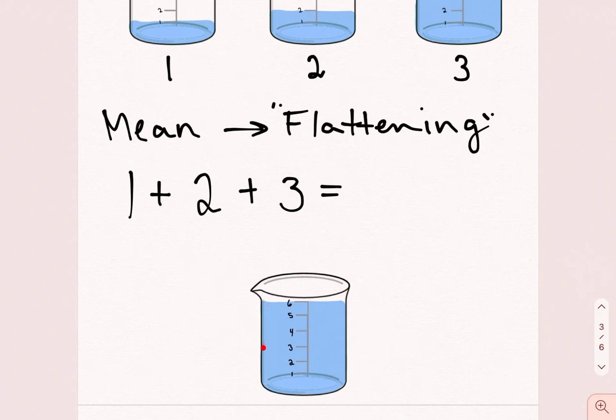I've poured beaker 1 and beaker 2 and 3 together, and how much water do I have total now that I've poured all of them together? Can you see here how much water I have? Well, 1 plus 2 plus 3 equals 6. And you can see that illustrated in this beaker at the bottom.